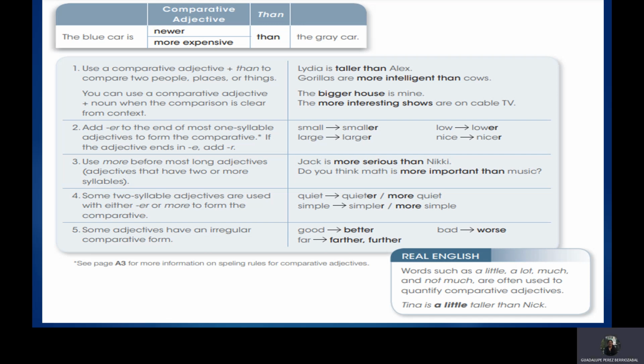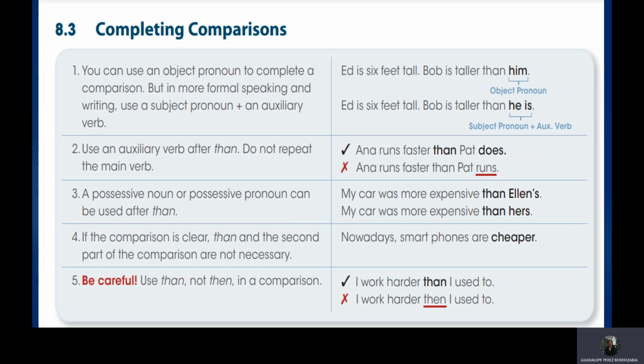And now we give more information. For example, we can use an object pronoun to complete a comparison. In this case, for example, Ed is 6 feet tall. Bob is taller than him. We use an object pronoun, and we are referring to Ed.